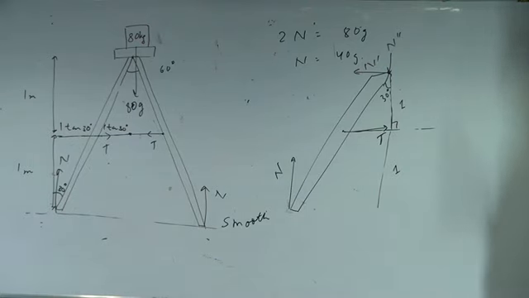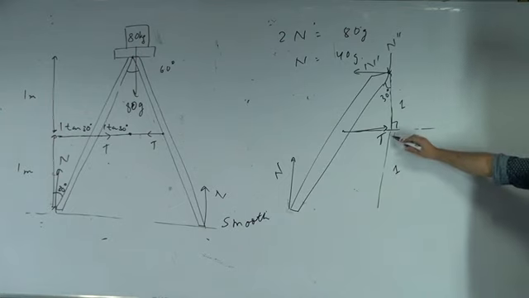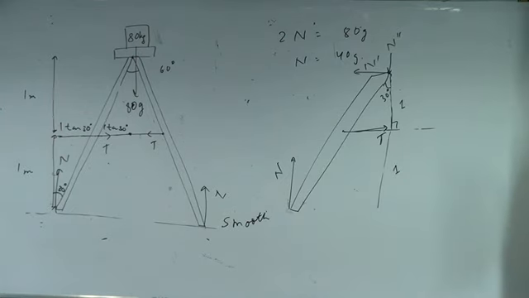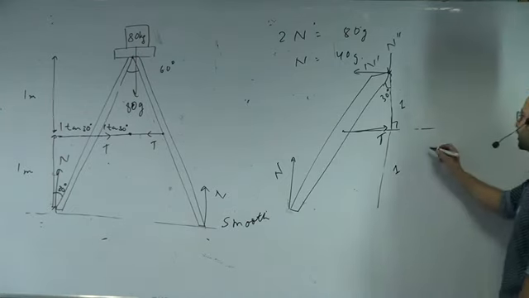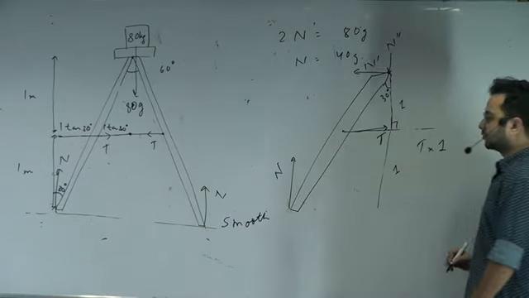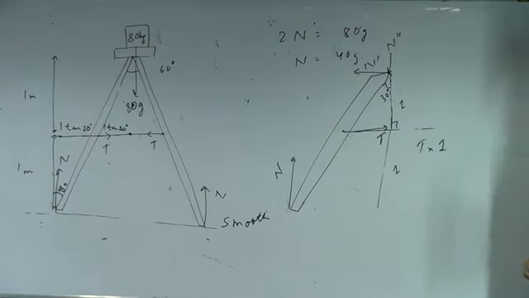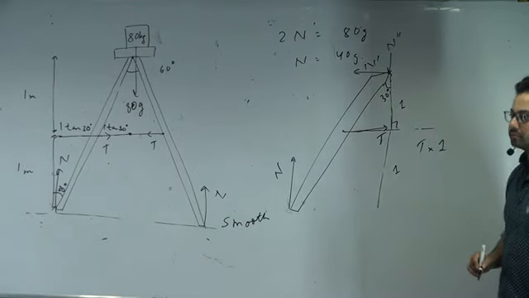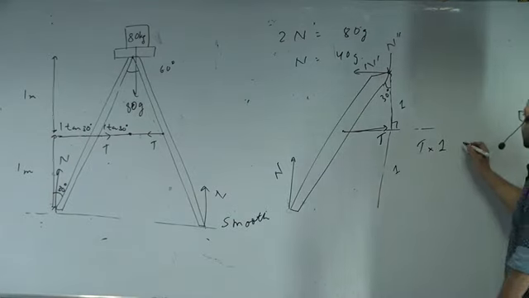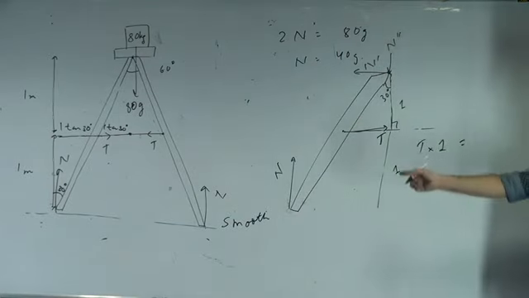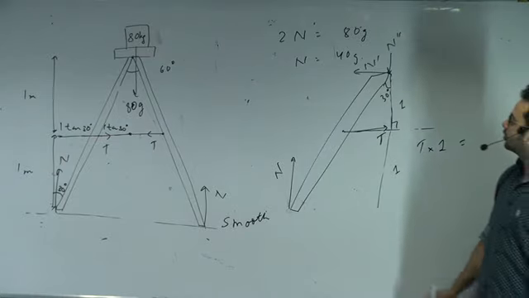Force into the perpendicular distance. What is the force? The force is T. What is the perpendicular distance? 1. So torque would be T into 1. Okay, and this torque would be clockwise, anti-clockwise? Anti-clockwise. Alright. Then, normal force.